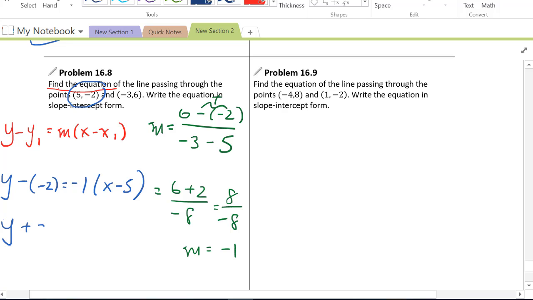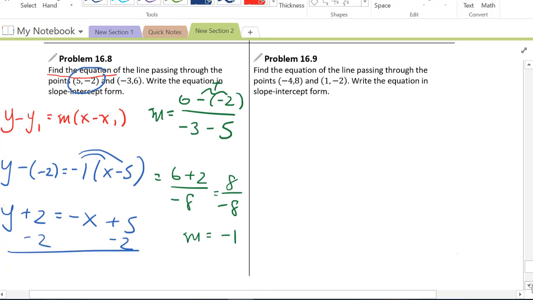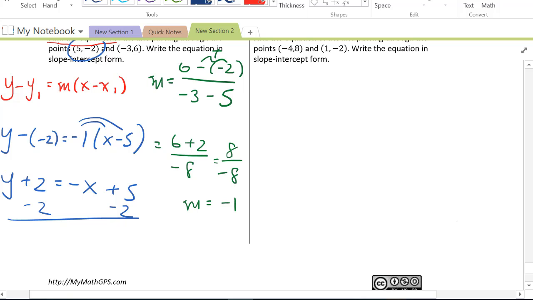Negative becomes positive. So y plus 2 equals, distribute. We get negative 1x. But remember, we don't have to write the 1, right? So it's just negative x plus 5, minus 2 to both sides. So we get, so where's my, oops, okay. So this cancels out, and we're left with y equals negative x plus 3. Okay, there you go.